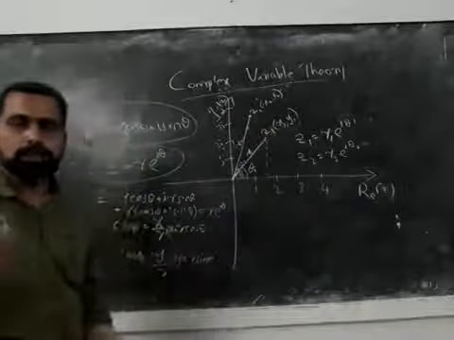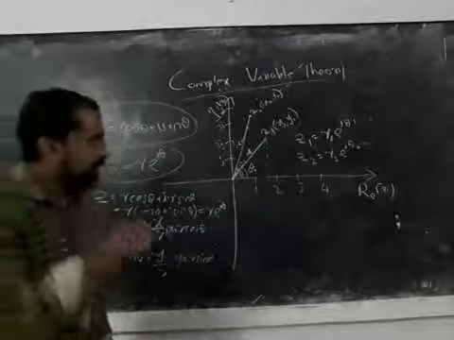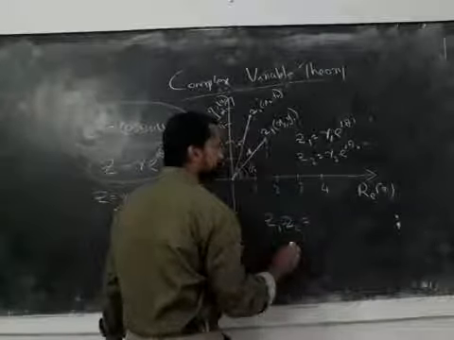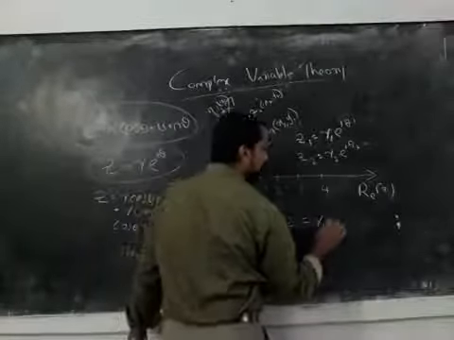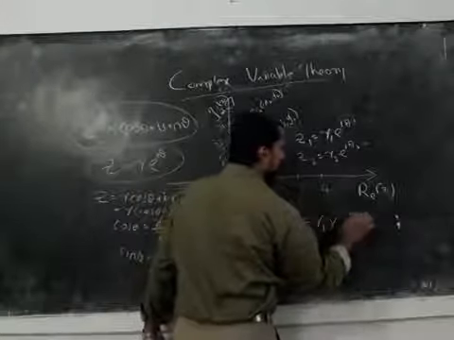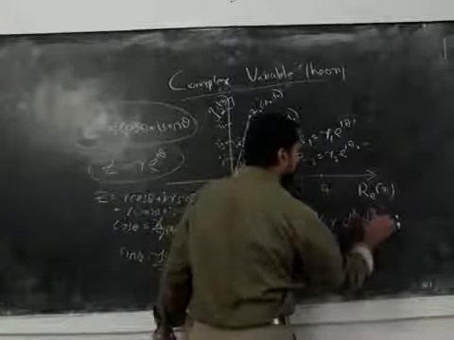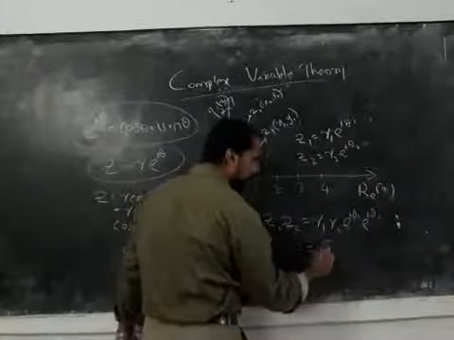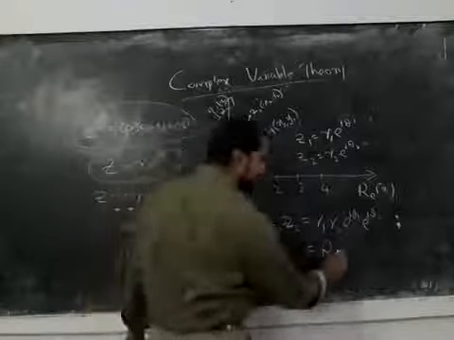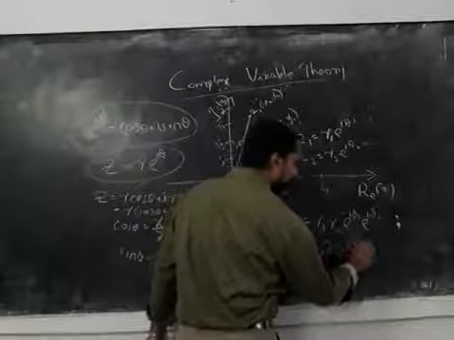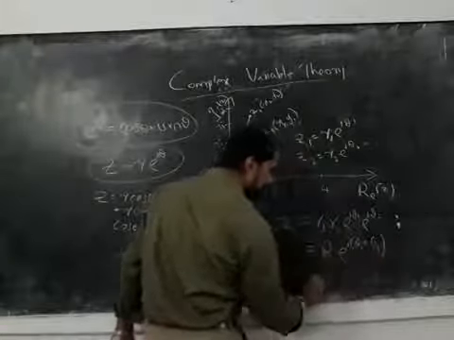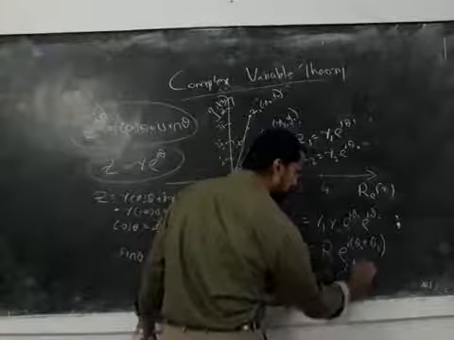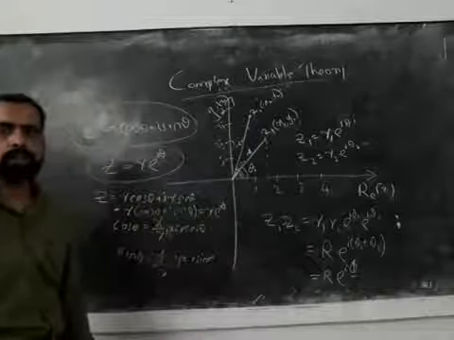If I am taking z1 into z2, what will it be? Z1 into z2 will give you r1 r2 e raised to i theta 1 e raised to i theta 2, or this is r1 into r2, which I am calling capital R, e raised to i times theta 1 plus theta 2. I am calling this angle phi.